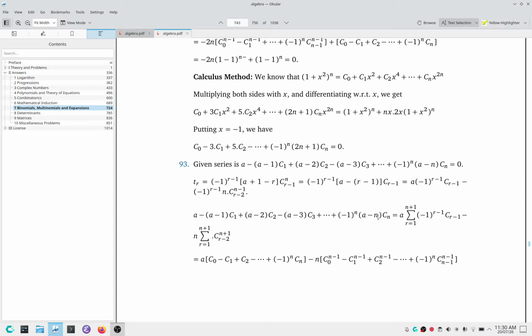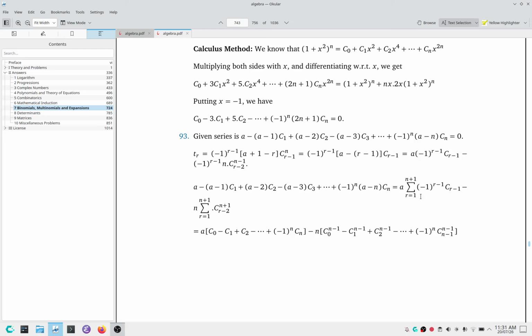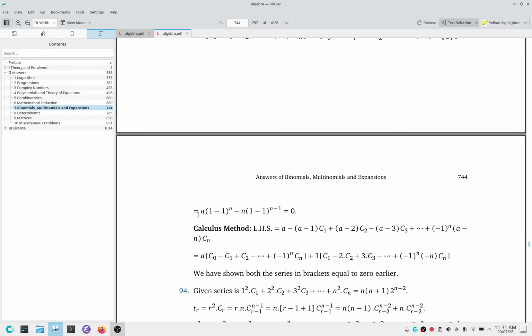So this entire series becomes sigma r is equal to 1 to n plus 1 minus 1 to the power r minus 1. Of course, a is outside, c r minus 1 plus minus n times sigma r is equal to 1 to n plus 1 n minus 1 c r minus 2. Now we substitute the expansion. We get a times c0 minus c1 plus c2 up to minus 1 to the power n cn minus n times n minus 1 c0 minus n minus 1 c1 plus n minus 1 c2 up to minus 1 to the power n minus 1 cn minus 1, which is equal to a times 1 minus 1 to the power n minus n times 1 minus 1 to the power n minus 1 equal to 0.